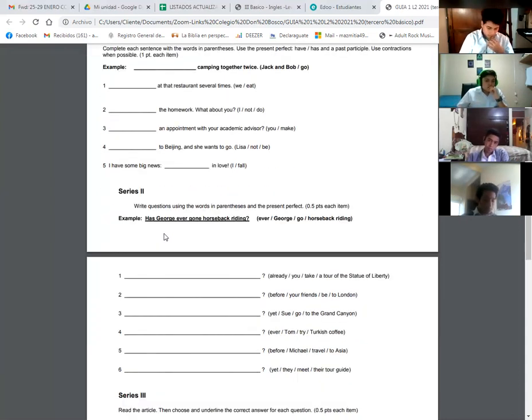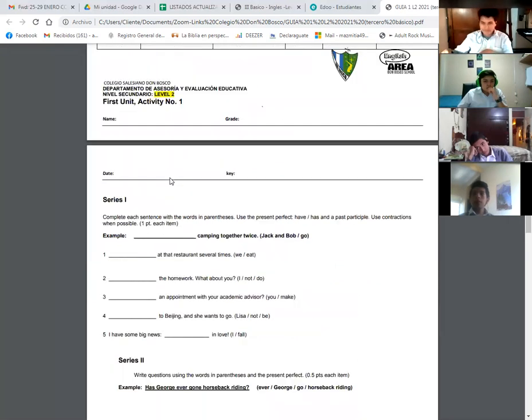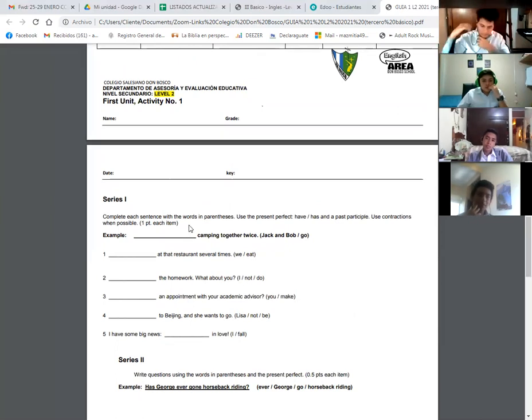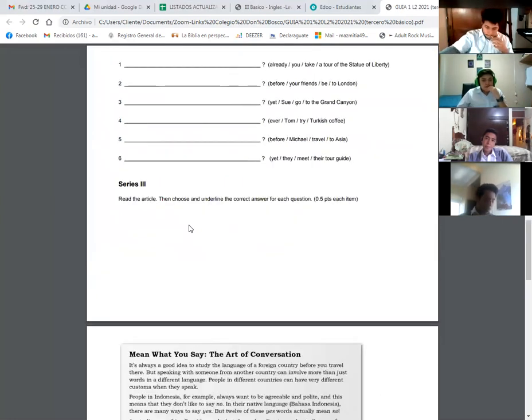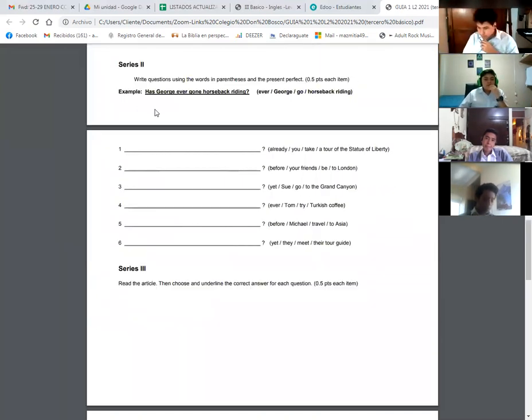Then we have to go to series 2. Okay. Do you have any question regarding series 1? Yes or no? Okay, good. Let's go to series 2, okay? Series 2, we're going to use the question sentence, okay? So for question sentences, what we need to do is move the verb have or has to the beginning, okay?